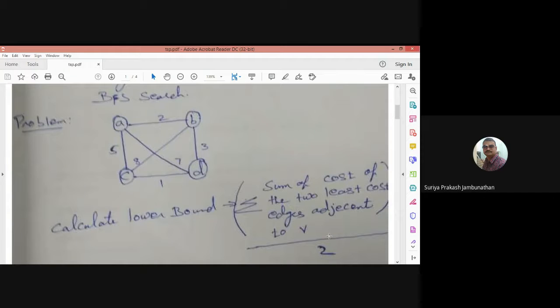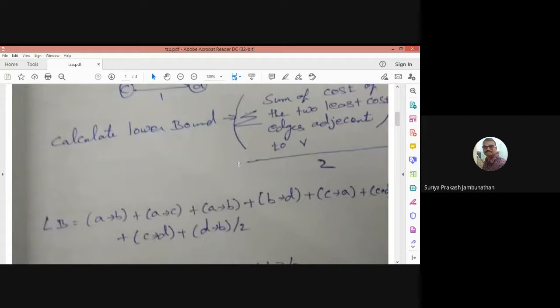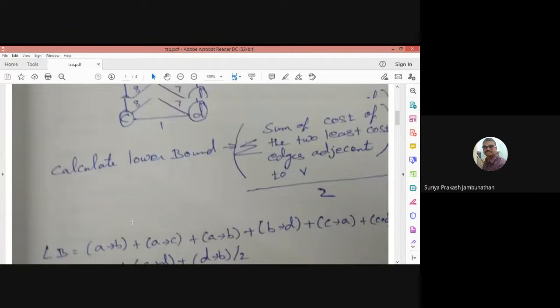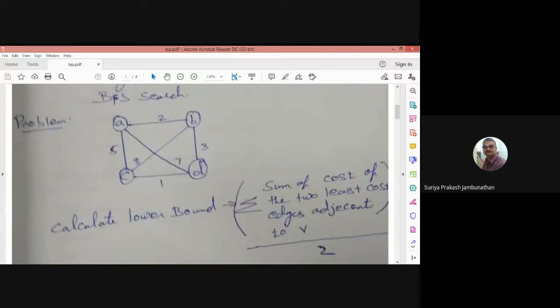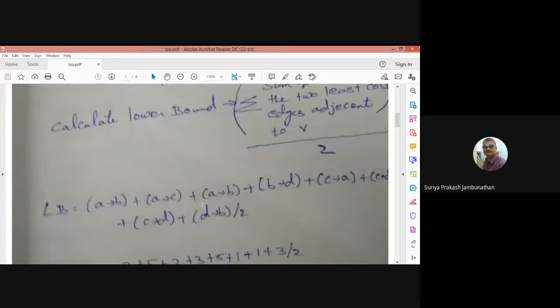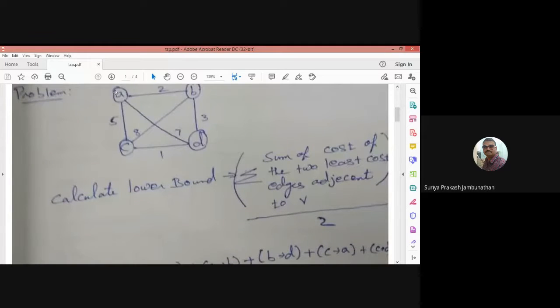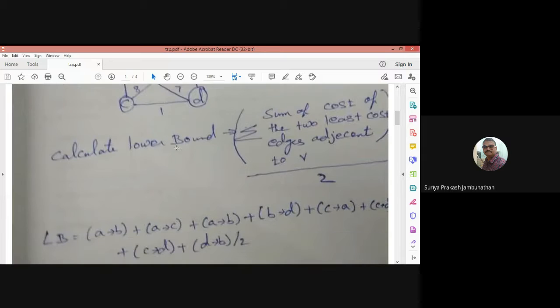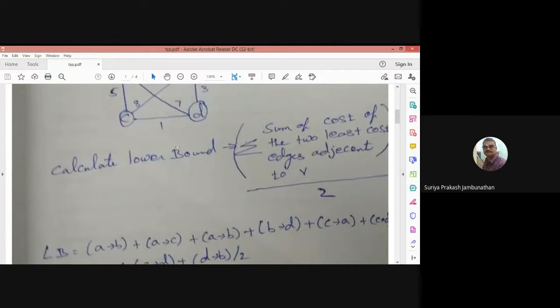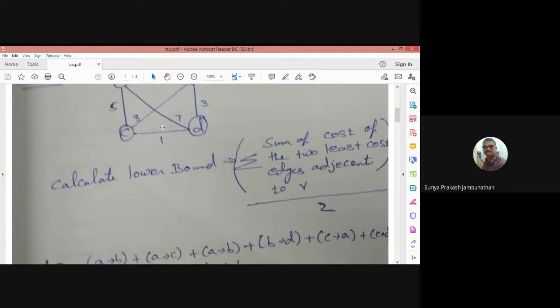Let's see the first lower bound calculation now. For this graph we are going to calculate the lower bound. To calculate the lower bound, we take all possible cases. What are all the possible cases? A to B is the first possible case. Then A to C is the second possible case. Then A to D. So these are the three possible cases. Next to that, what is the next thing?